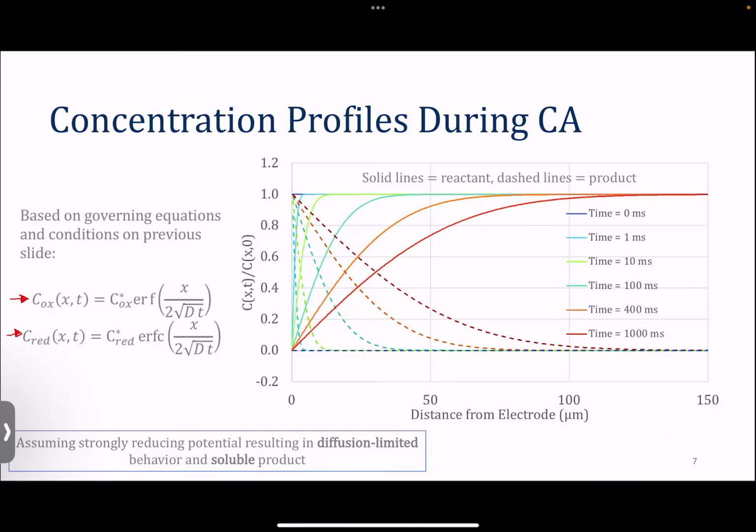What that means is that my current should be reducing with time because my current is proportional to my concentration gradient according to Fick's first law. So that makes sense that when we see our current response, I versus t, that we see this initial spike and then this decay. And this is where that decay with 1 over t to the 1/2 comes from, because this diffusion layer thickness is growing with time.